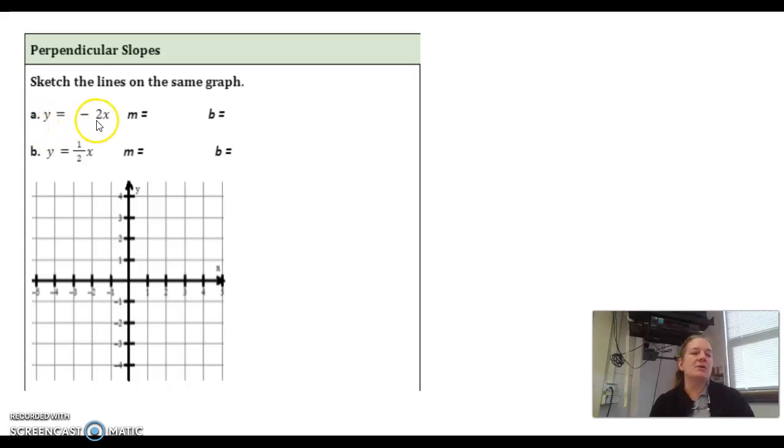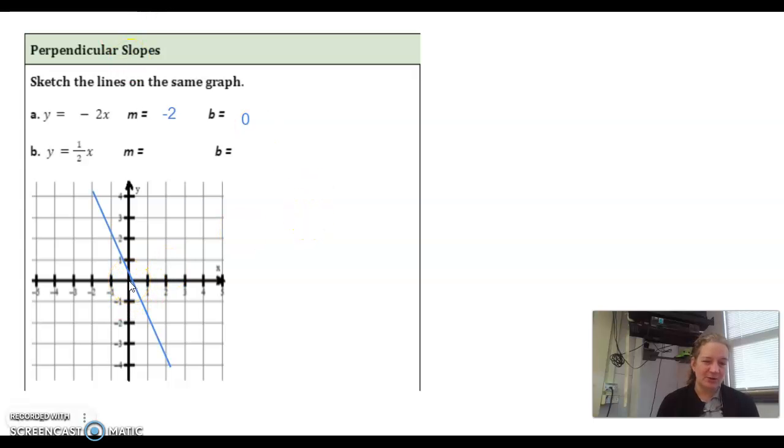I'm going to look at the line y equals negative 2x. So my slope is negative 2 because that's what's in the M spot. There's nothing in the B spot, so we put a 0, right? If there's no number, there's no value, that's a 0. And then we look at our graph. So I'm going through the point 0.